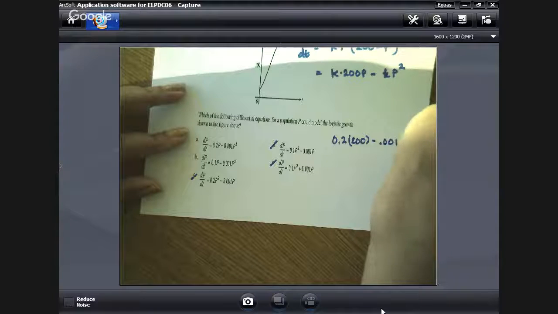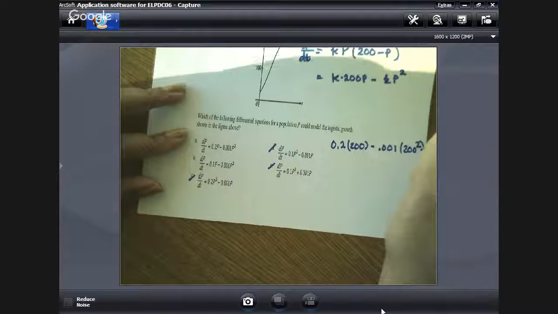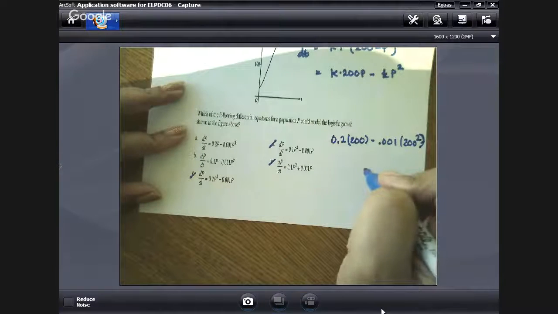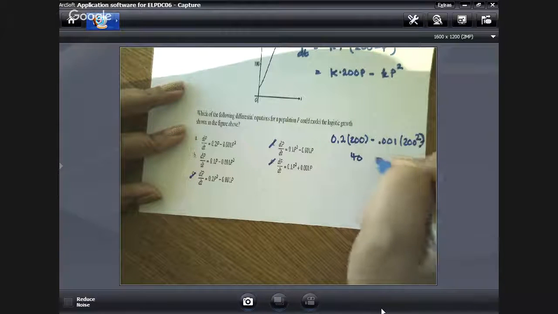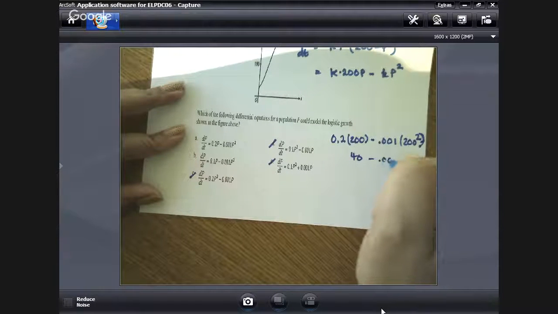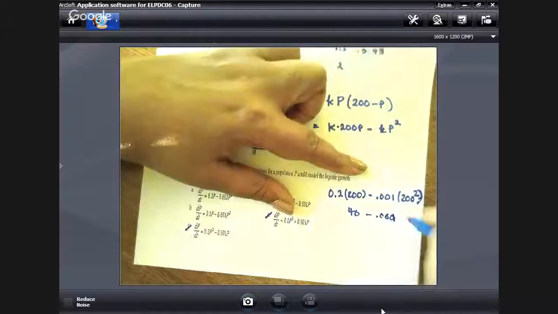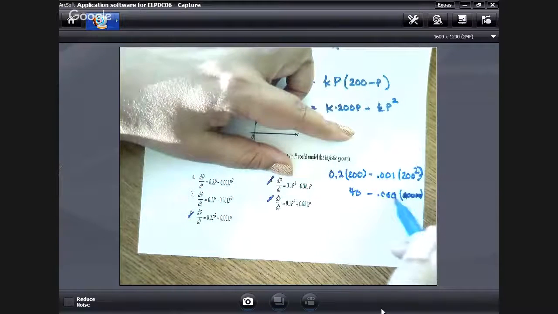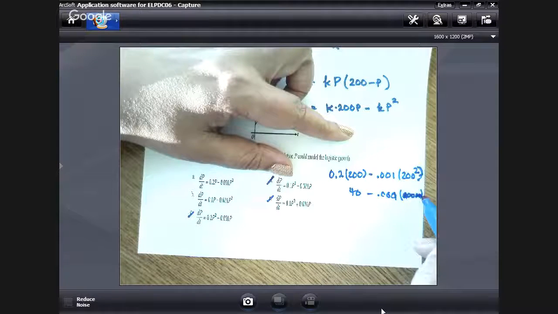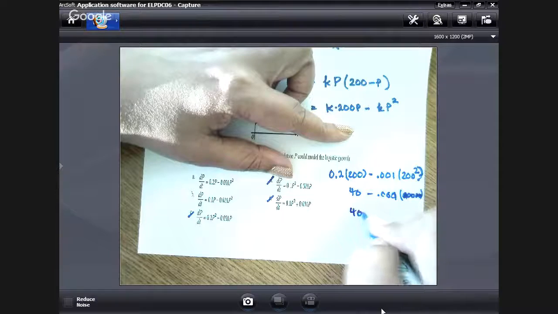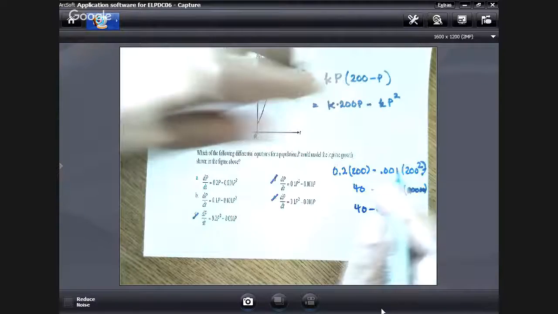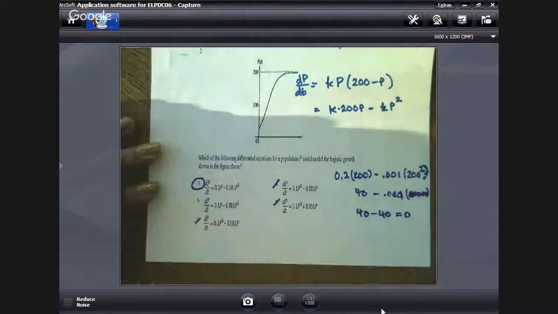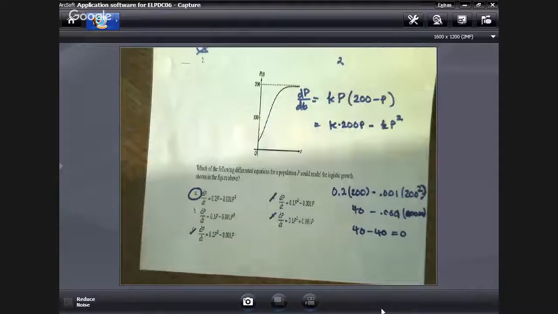that's what? That's the carrying capacity. So this is 40 minus 0.001 times 200 squared, which is 40000. And I take off 1, 2, 3, 4 zeros, 1, 2, 3, 4, 0, 0, 1. Take off 3 zeros, 1, 0. So it's 40 minus 40, which is 0. So I'm thinking the answer is probably A.